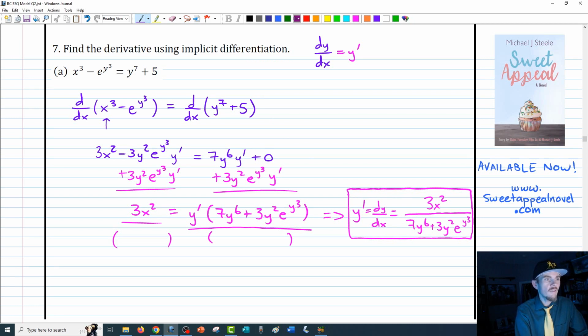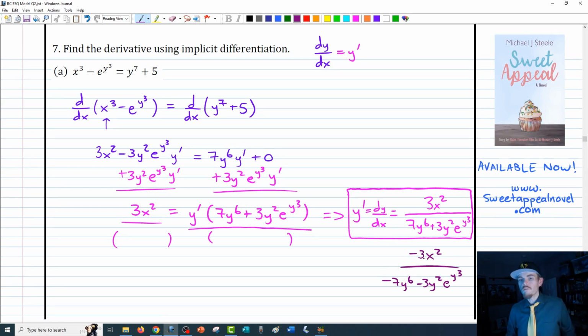Now as a heads up, as some of you discovered when you dealt with implicit differentiation last year in the previous course, effectively this is the same answer as negative 3x squared over negative 7y to the 6th minus 3y squared e to the y cubed. Now this one you can pretty obviously see, since they're all negative, we could just write them all as positives, but that won't always be the case. So just know there's always a second answer, in which case you've multiplied effectively the numerator and denominator both by negative 1. So here's what it ended up looking like.